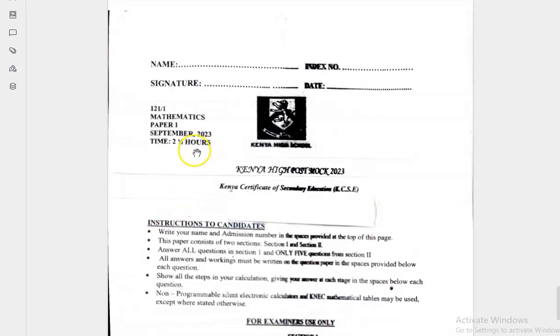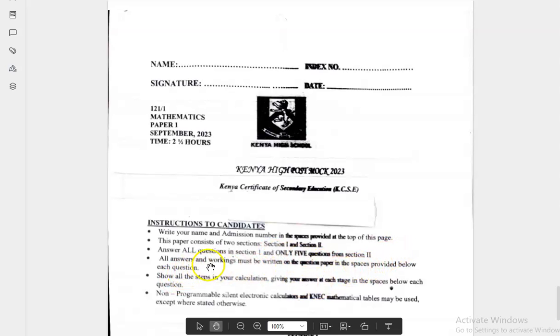So when we look at this paper, you are to answer all the questions in Section A and only 5 questions in Section B. All answers and working must be written on the paper, not in any other paper you might have. Of course, you are not allowed to enter the exam with any other paper, so you do all your rough work in the space provided.